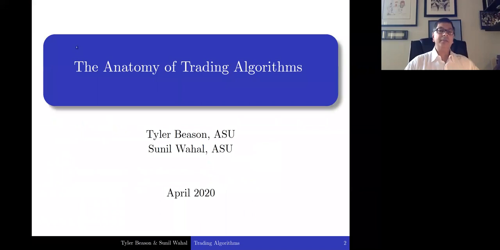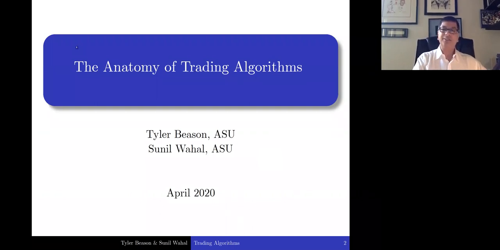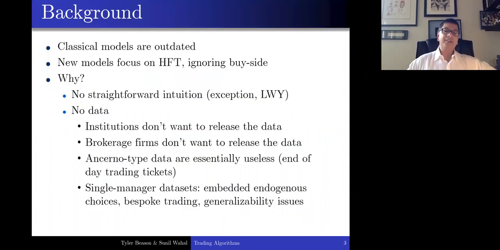So let me start talking about trading algorithms. First, let me mention that this is joint work with Tyler Beeson, a PhD student at ASU, and Tyler will be on the market next year, assuming everything is open for business, which we certainly hope so. I'm going to zip through some of this stuff fairly quickly because it's largely descriptive, and I'm going to spend very little time on motivation here simply because of time.